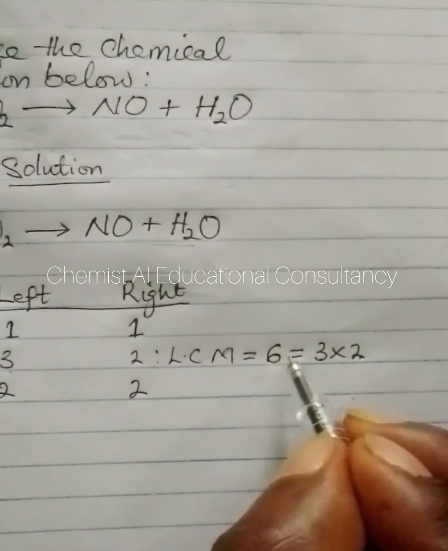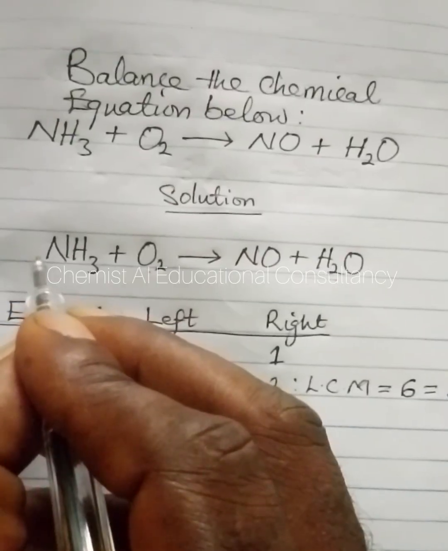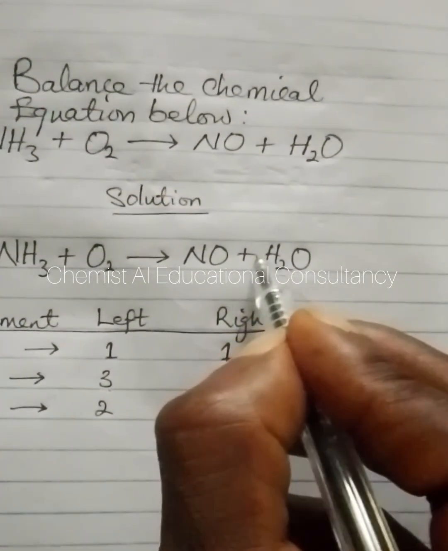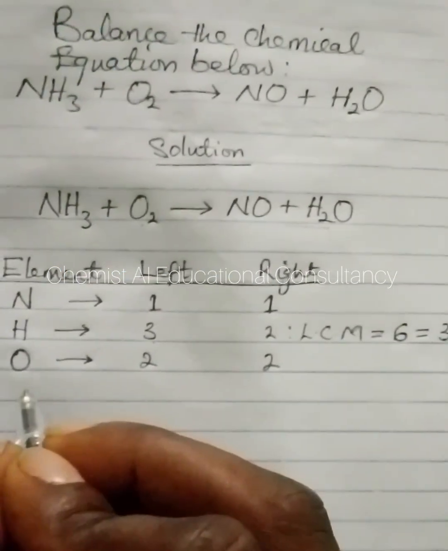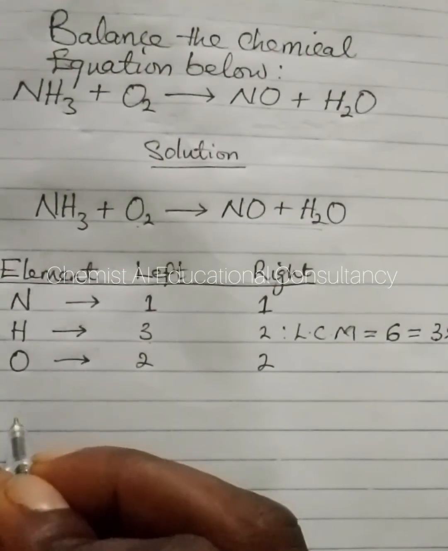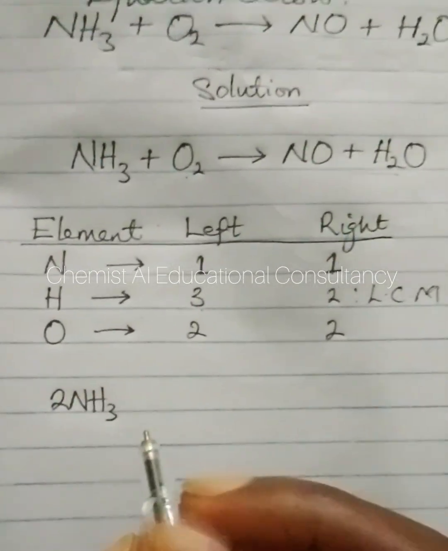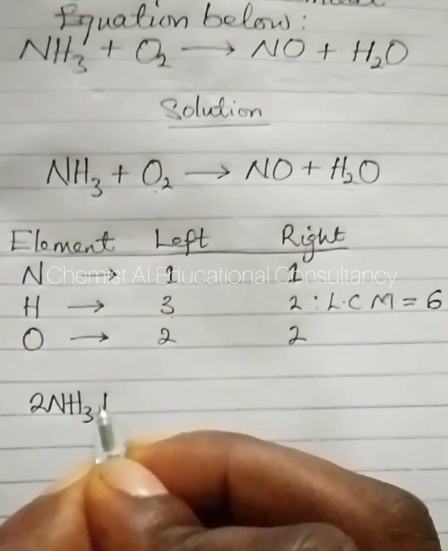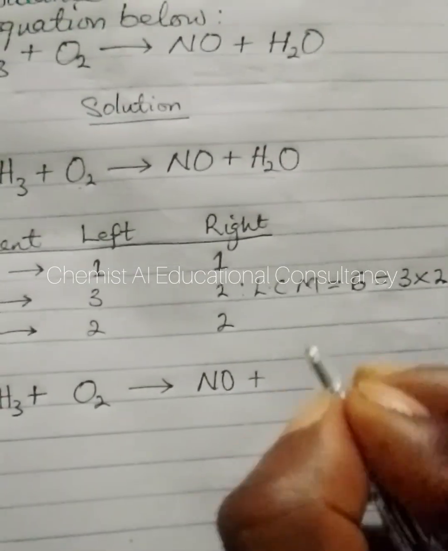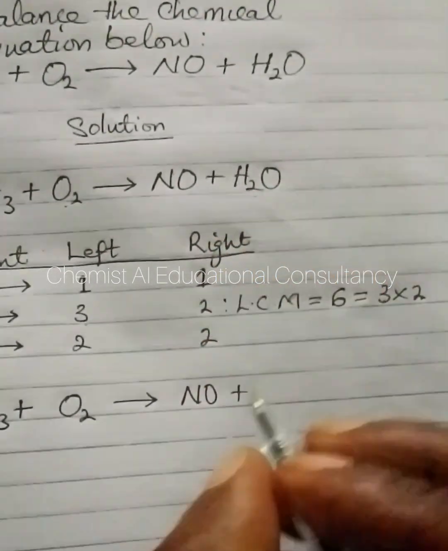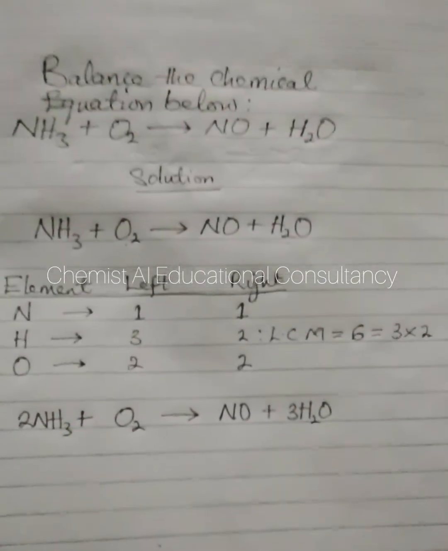So apply this inside the equation. This 3 now will be multiplied by 2, written at the back, and this 2 will be multiplied by 3, written at the back. So we rewrite the equation, writing 2 at the back of ammonia to balance hydrogen to make it 6. So we have 2NH3 plus, you repeat what you see, oxygen to yield NO, plus, remember, 3 times 2, that is 3H2O. You go back to the table to implement the balancing.